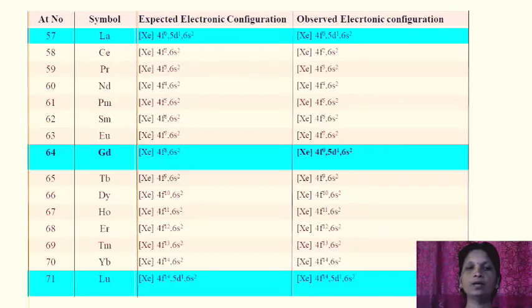Holmium 4f11 6s2. Erbium 4f12 6s2, thulium 4f13 6s2, ytterbium 4f14 6s2. For lutetium, the observed and expected electronic configuration is also the same, 4f14 5d1 6s2. Only gadolinium has different expected and observed electronic configurations.